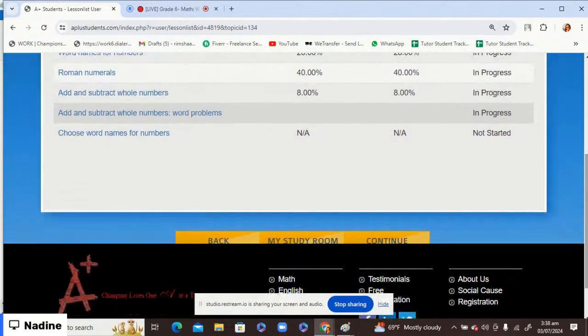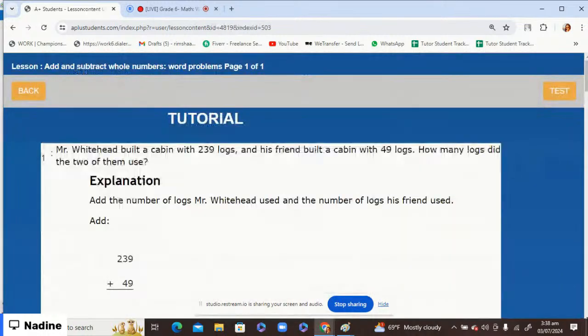Now let's move with this. So here is the add and subtract whole number word problems. This is same just like the previous one. It's just an addition, but the only difference is word problems are there. Okay.